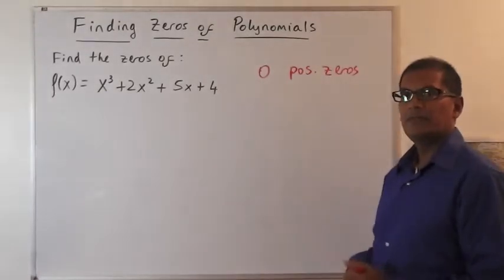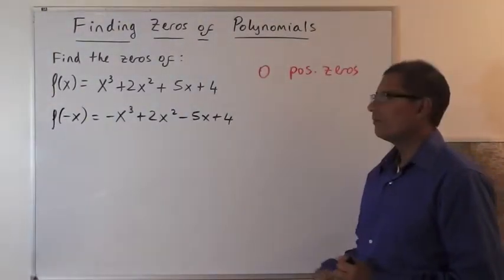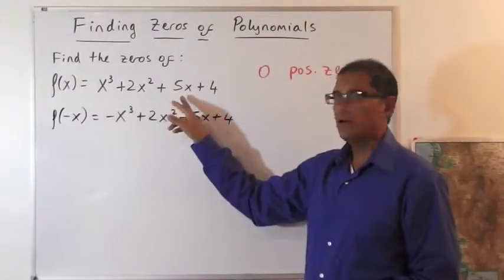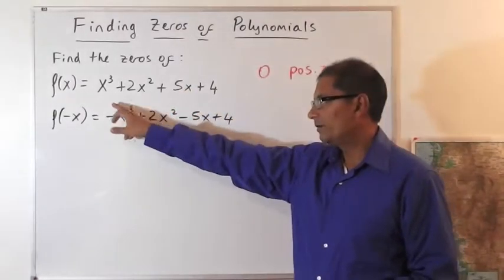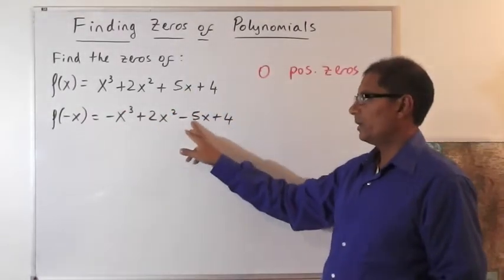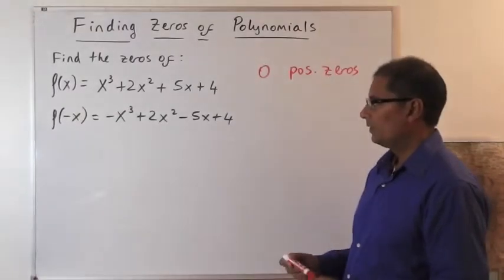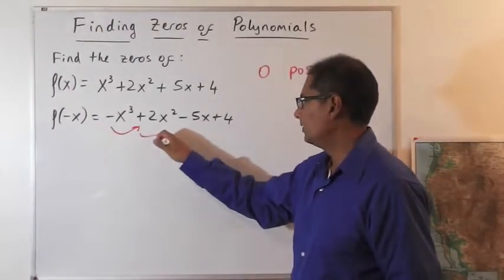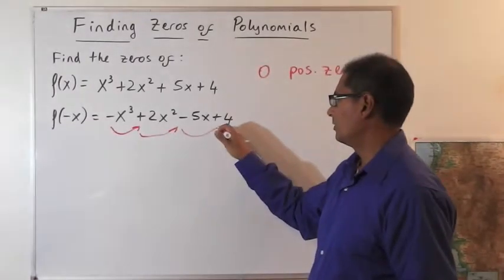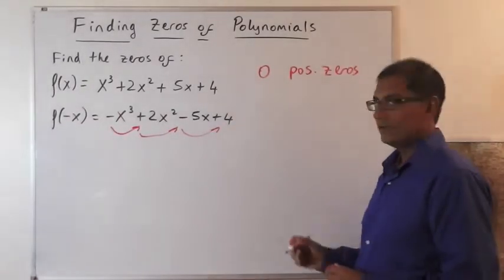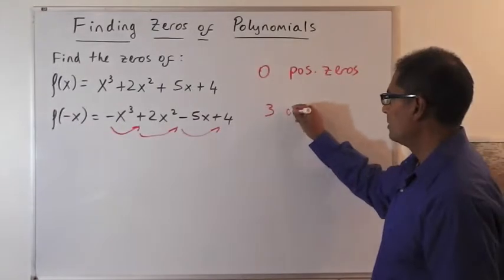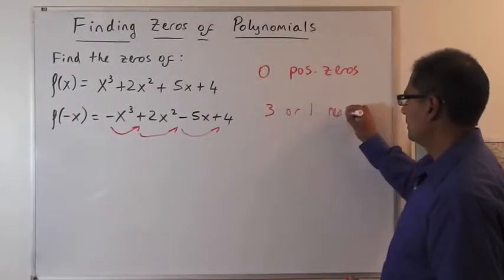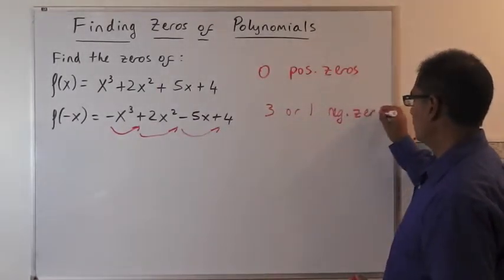Now let's find f of negative x. We see f of negative x, only the odd powers become negative. So we have negative x cubed plus 2x squared minus 5x plus 4. And you notice we have how many sign changes? Well, here's one, here's another one, and here's another one. So there are 3 sign changes. So we're going to have 3 or 1 negative zero.